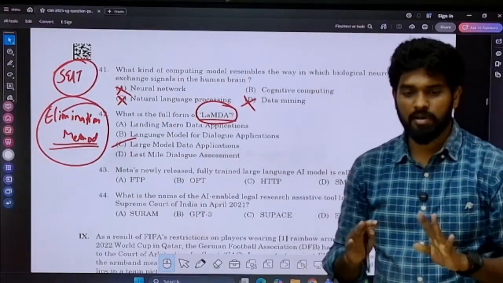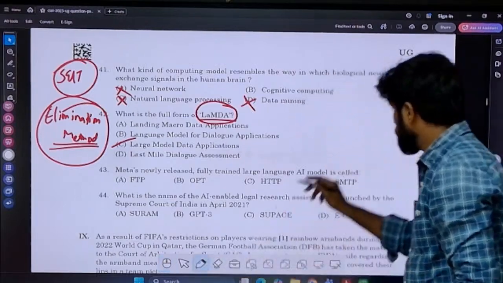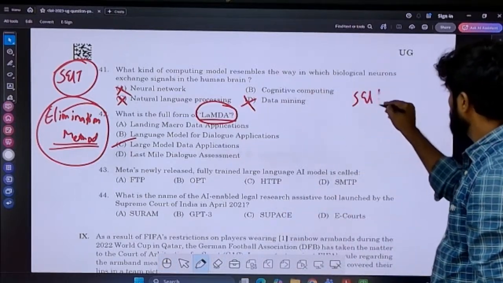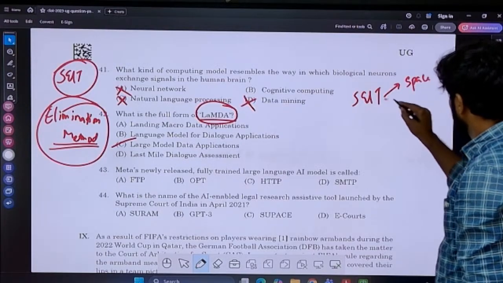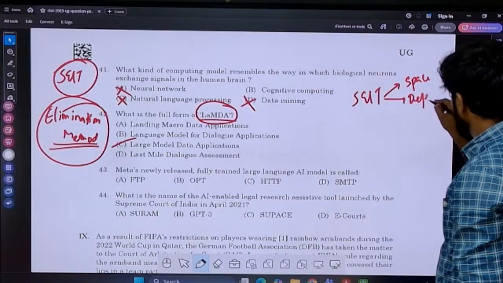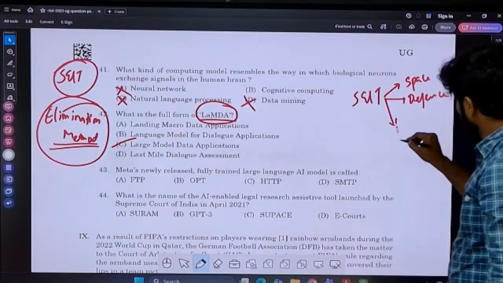Technology-based question only. Remember, when you're talking about science and technology, SNT, you will have topics called space technology. We will have talk on defense technology. We will have biotechnology.